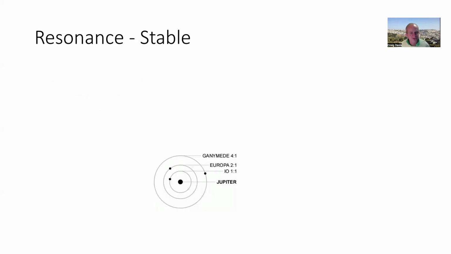Now, here's a really fun picture. And what are you seeing there? You're seeing the 3 inner Galilean moons, Ganymede, Europa, and Io. And they are in what's called a resonant orbit that's stable. You can look at it and see that Io rotates, and every 2 times it syncs up with Europa at the top of the diagram.